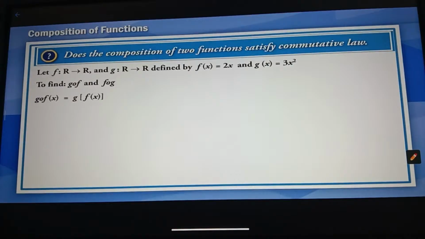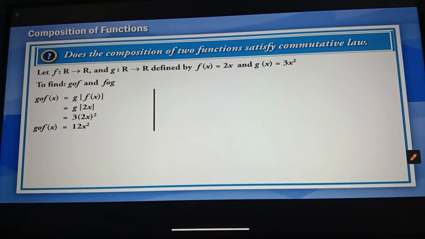g circle f of x is equal to g of f of x. Substituting the value of f of x, which is equal to 2x, this gives g of 2x. Now, g of x is equal to 3x squared. This implies that g of 2x is equal to 3 multiplied by 2x whole squared. Hence, the value of g circle f of x is equal to 12x squared.